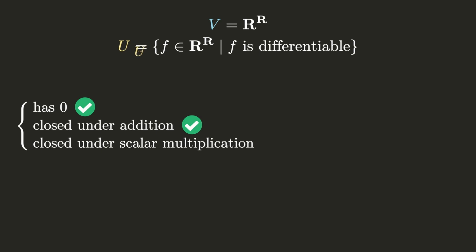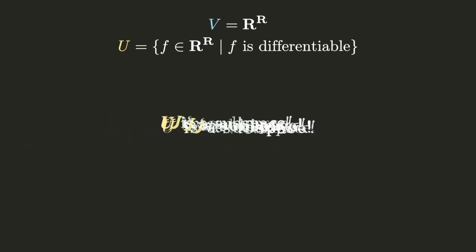Now again, we take a function f from U. Then the derivative of a multiple of f is equal to that multiplier times the derivative of f. So U is indeed closed under scalar multiplication. Having proven these 3 conditions, U is indeed a subspace. Next thing we're going to look at is the sum of subspaces.